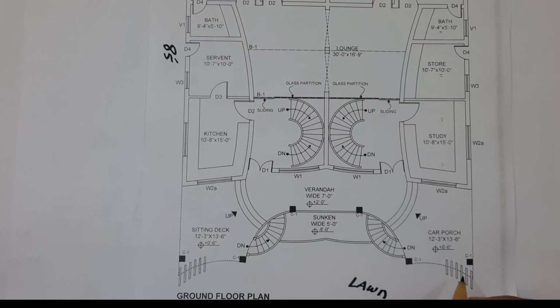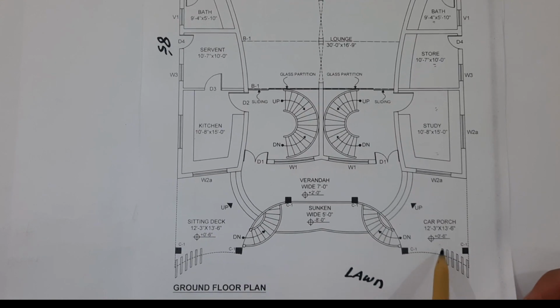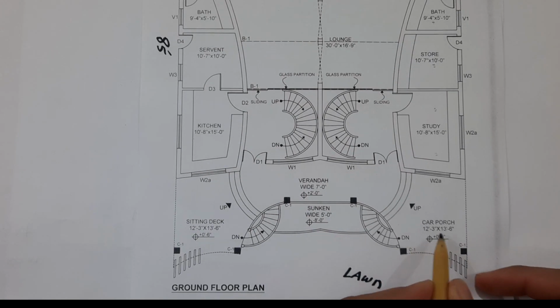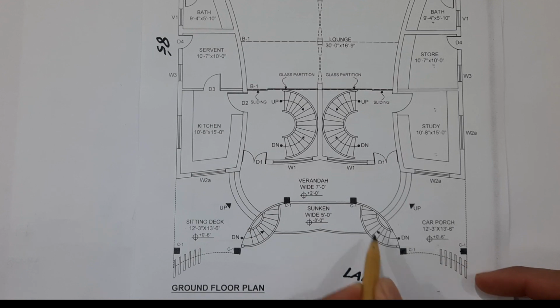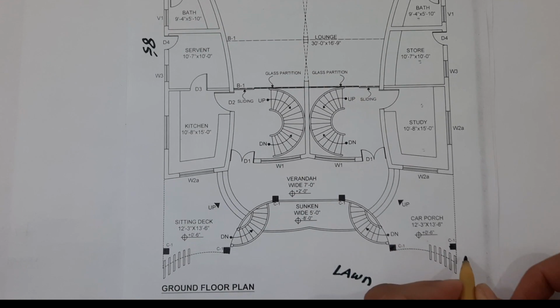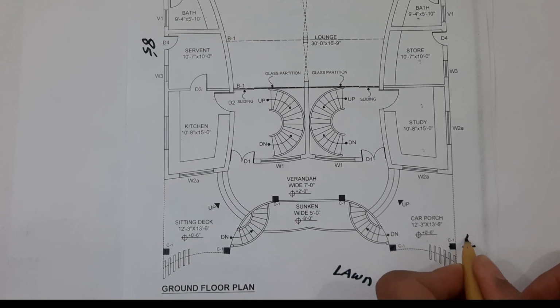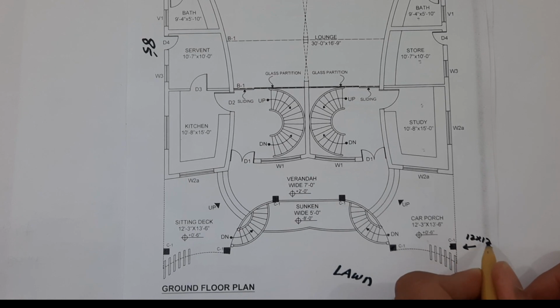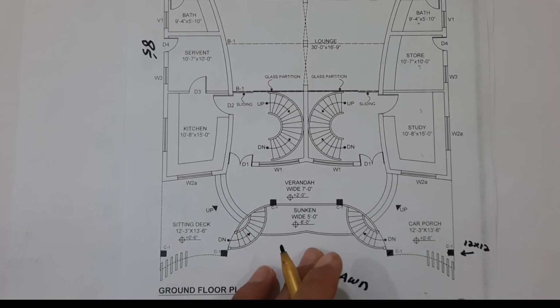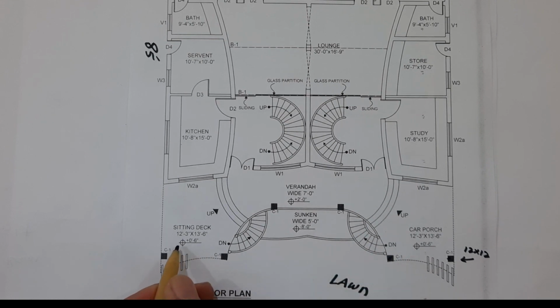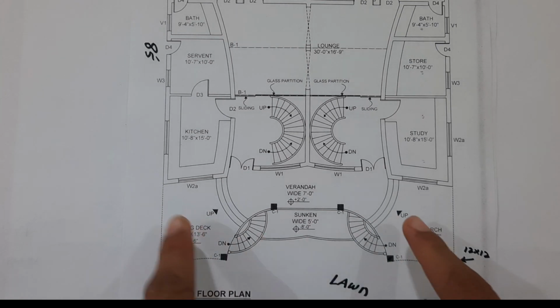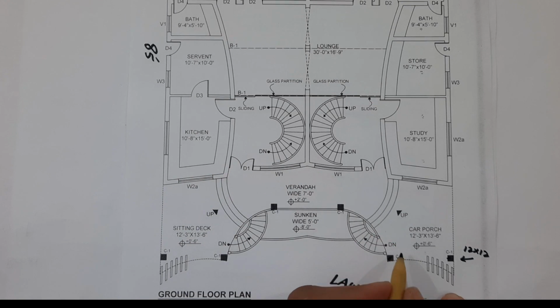First of all guys, you can see this one is the car porch. The size of the car porch is 12 feet 3 inch by 13 feet, and you can see these two square columns, which are 12 by 12 inches in size. Here at this side you can see the sitting deck, which size is also 12 feet 3 inch by 13 feet 6 inch. Same. And from this side these are stairs.